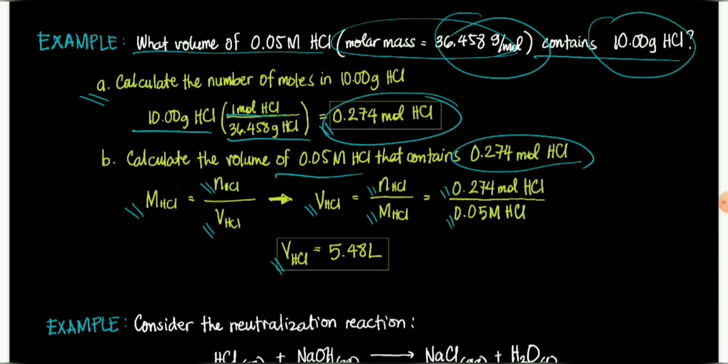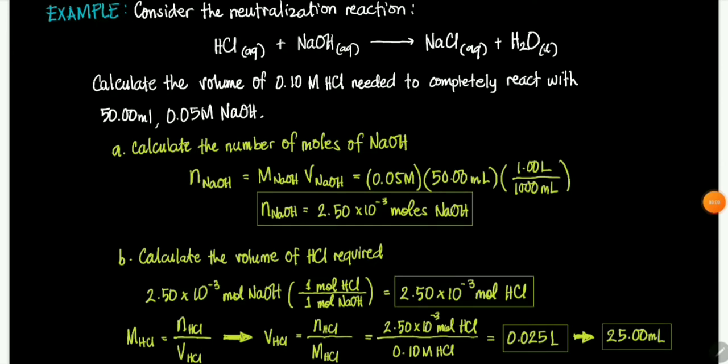So ang kailangan yung amount ng ganito karaming or ng ganyang concentration ng HCl para makakuha kayo ng 10 grams ng HCl na solute ay 5.48 liters ng solution. Okay? So kapag ganyan karami yung solution nyo, meron siyang 10 grams ng HCl na solute. Okay? So now let's proceed to an example na meron ng reaction involved.